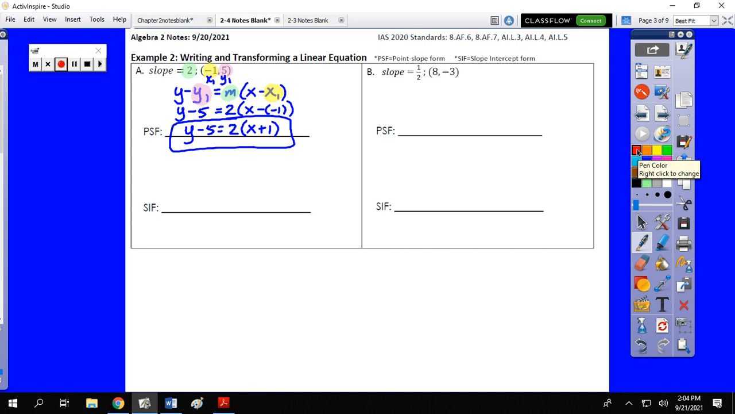We are then going to convert that into slope-intercept form, or SIF. Well, slope-intercept form is y equals mx plus b. So that means we need to solve that equation for y. We need y by itself. That is a 2-step process. First, we distribute the 2, which gives us y minus 5 equals 2x plus 2. And then we need this 5 to move to the other side, so we add 5 to each side to get y by itself. That gives us the slope-intercept form, y equals 2x plus 7.